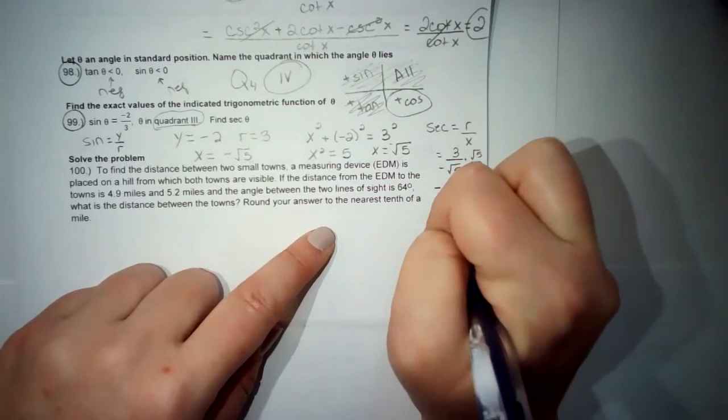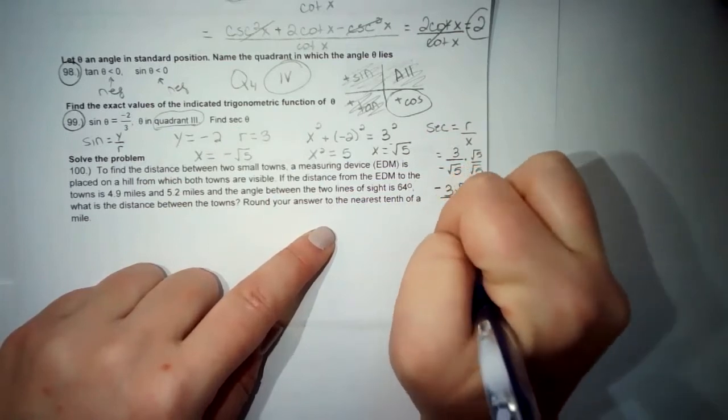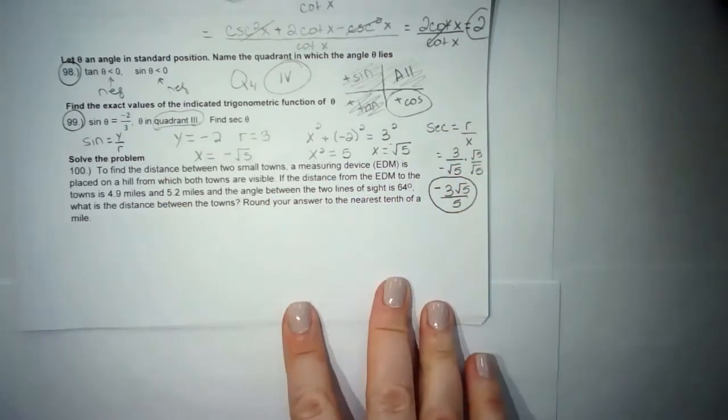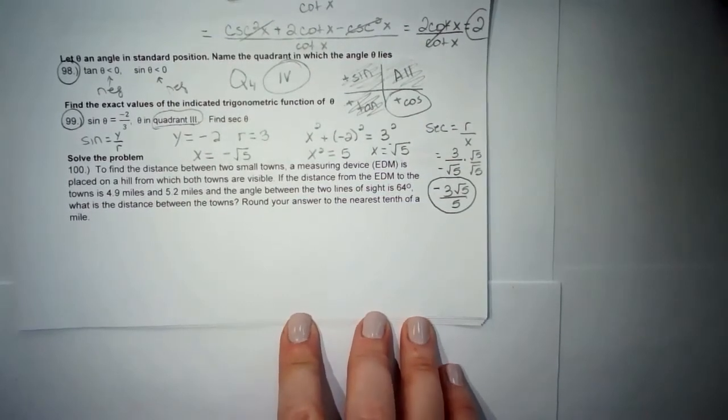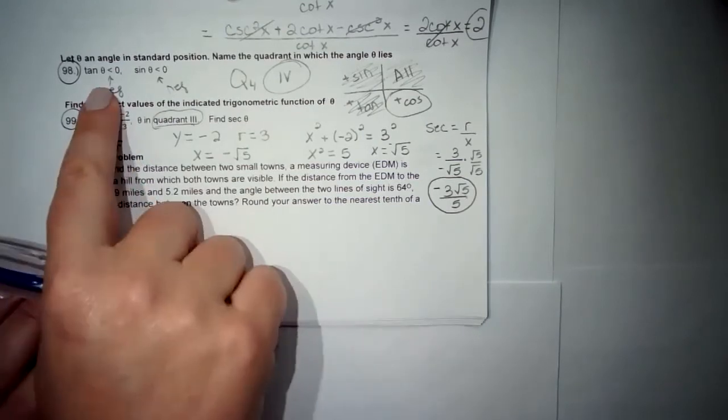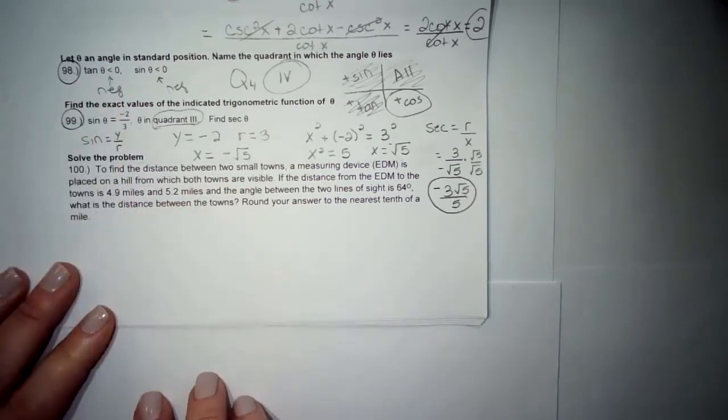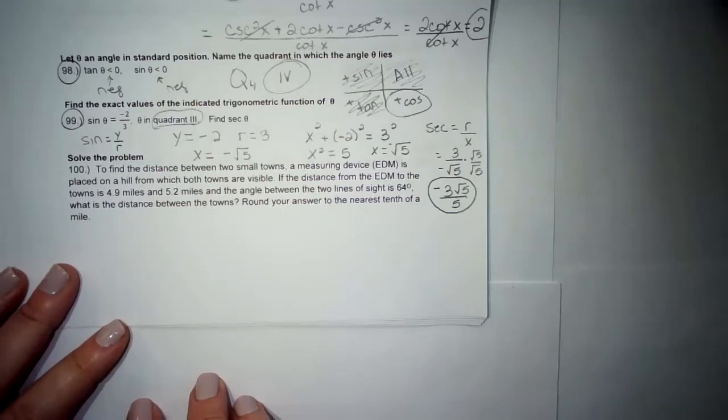And you're going to end up with -3 root of 5 over 5. And there's your answer. I did not leave you enough room there, sorry. Okay, does that make sense? So it looks really easy. It looks like it's going to be as quick and easy as 98, but then you get into it and it kind of requires some thought.